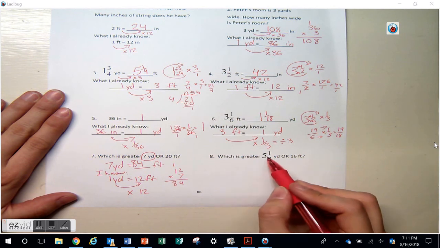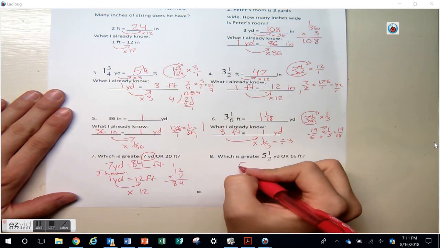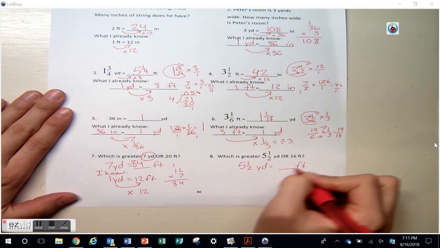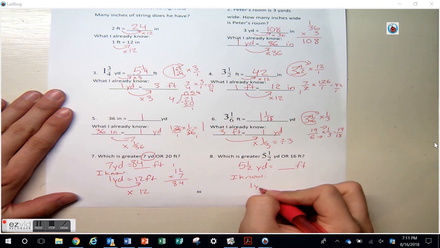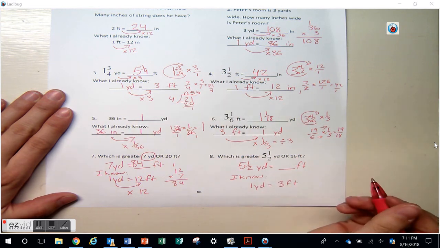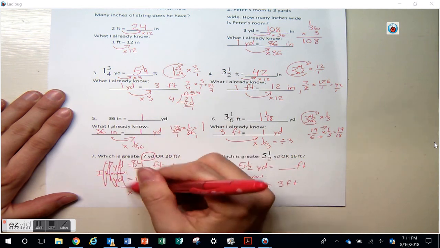Which is greater, 5.5 yards or 16 feet? Well, on this one, I'm going to again convert. I'm going to do 5.5 yards equals how many feet? I know 1 yard equals 3 feet. Oh no, I messed up.